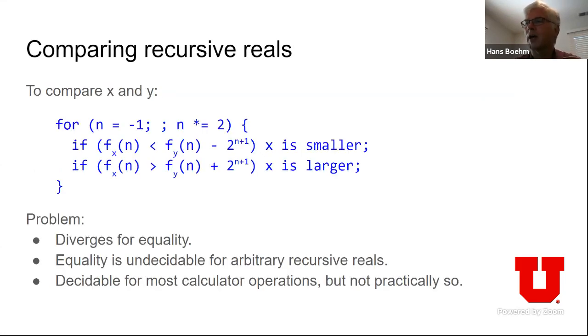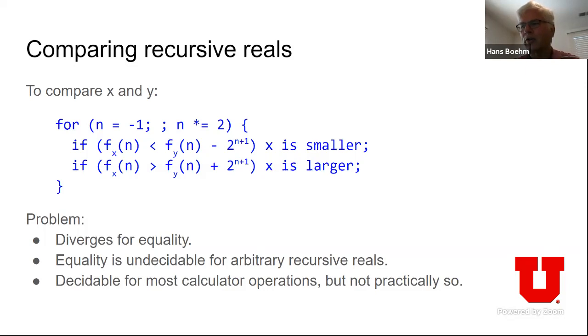The rub here is that if you try to compare these, well, there's an obvious way to compare these. Given two numbers, you just go ahead and evaluate both numbers to increasing precisions until you can definitely determine that they're different, and you can tell which one is bigger. And if they're not equal, that works fine. The problem is this process diverges for equality. And in fact, it's fairly easy to show that for general recursive reals, equality is in fact undecidable.